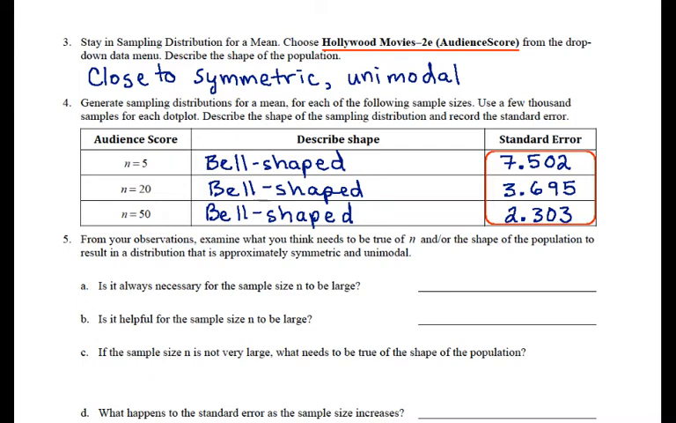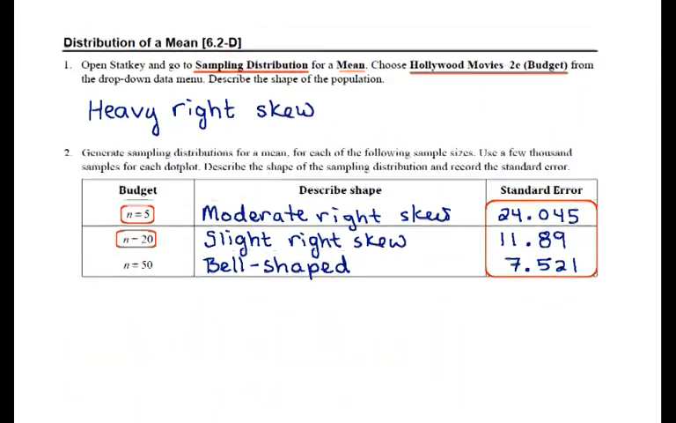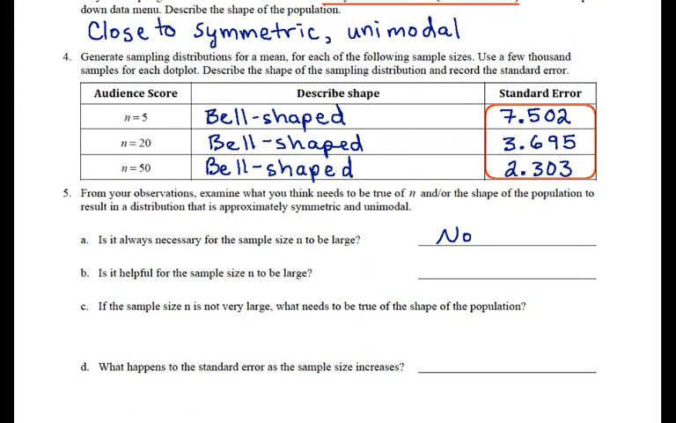So from these observations, the two distributions we looked at, is it always necessary for the sample size to be large? I would say from this last example, no. Even with n equals 5, we were already getting a really nicely symmetric unimodal distribution. But is it helpful for the size to be large? That's where maybe we'd look back at this other one where we didn't start out with something bell-shaped, but as the sample size increased, we got closer to bell-shaped. So here I would say yes. It is helpful.